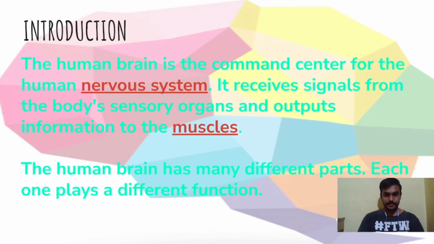The human brain has many different parts, and each one plays a different function. Again, if I consider a computer system, each and every unit will have its own function. Each and every unit of a computer system will perform its own functions.